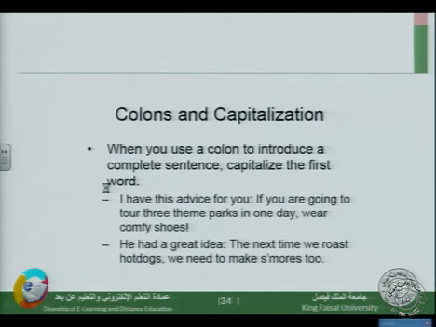Colons and capitalization. When you use a colon to introduce a complete sentence, capitalize the first word. This is always the case once we use a colon with a complete sentence. For example, I have this advice for you. This is a complete sentence, so after the colon the I must be a capital letter. You need to pay attention to this, because in the exercises you may face some sentences like that. So when you use a colon to introduce a complete sentence, you should capitalize the first word.